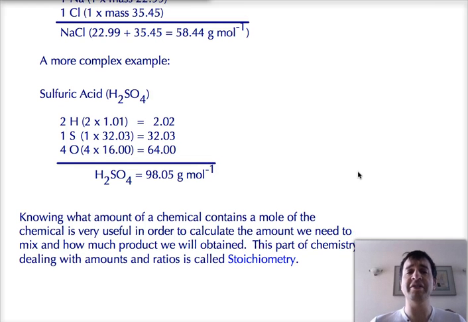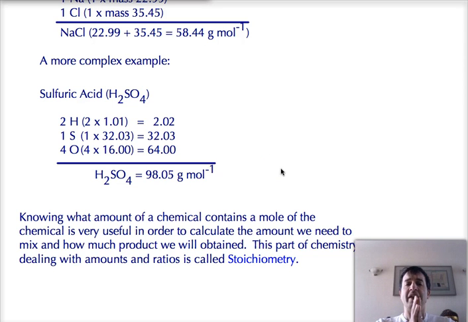If we have a larger molecule, something that has multiple atoms, something like sulfuric acid, well, same thing. Sulfuric acid is H2SO4. We have two hydrogens, that is 2 times 1.01. We have one sulfur, that is 1 times 32.03. And we have 4 oxygens, so that's 4 times 16. When we add all of those values, we end up with a total molar mass of sulfuric acid of 98.05 or thereabouts, based on my periodic table here.